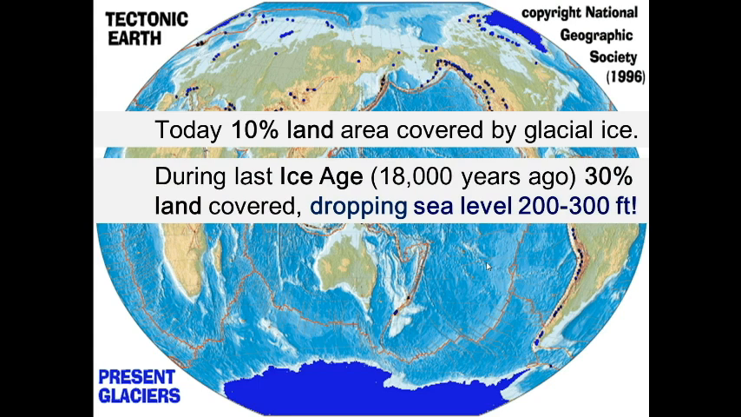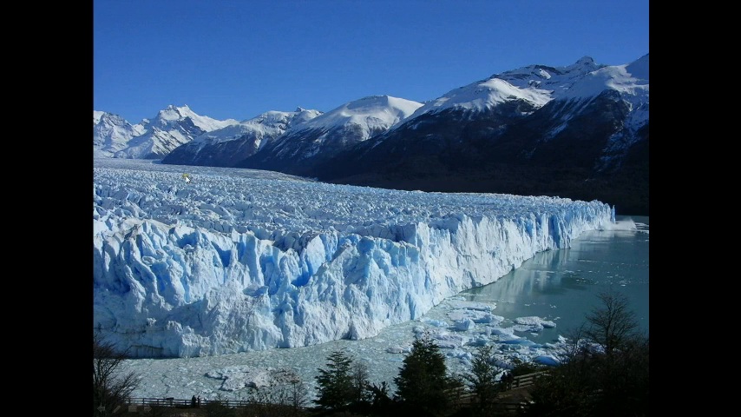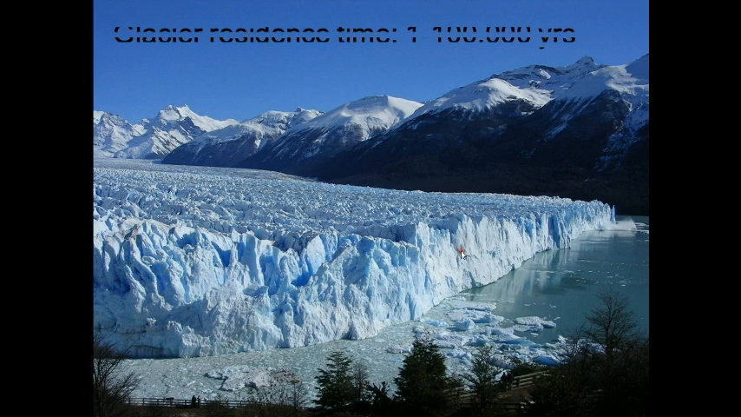And because so much of the water was trapped in ice, the sea level dropped from 200 to 300 feet. Mount Rainier in Washington is a 14,410 foot volcano, very much covered in ice and snow. Here is a picture of a glacier. As I said earlier, the time a molecule of water spends in a glacier could be from 1 year, it could be 100,000 years. Just depends on what happens.